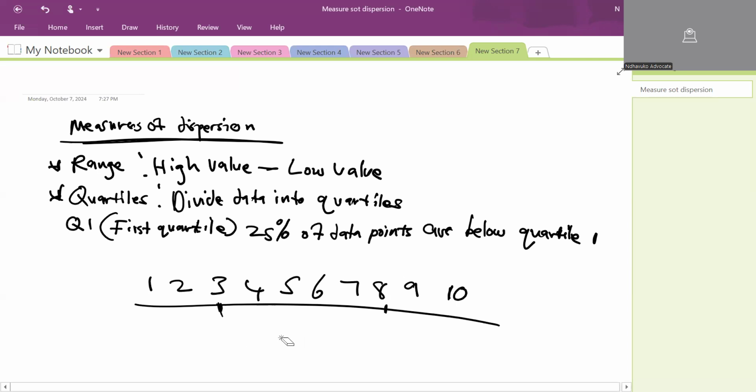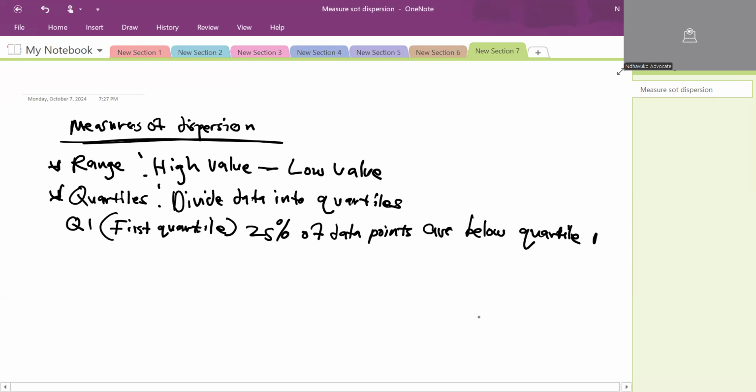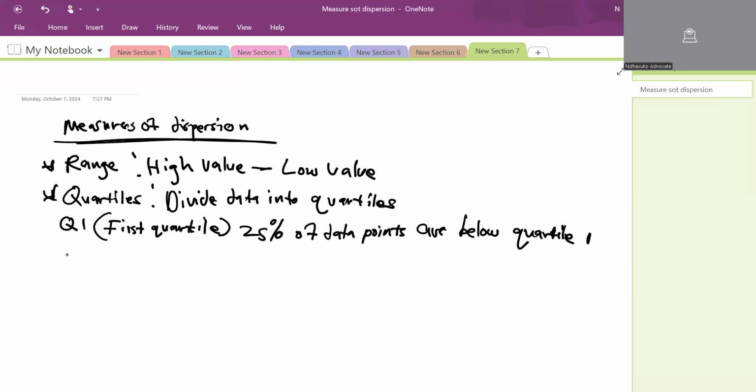But we'll give you a different example from a paper or something. So just write down this information.